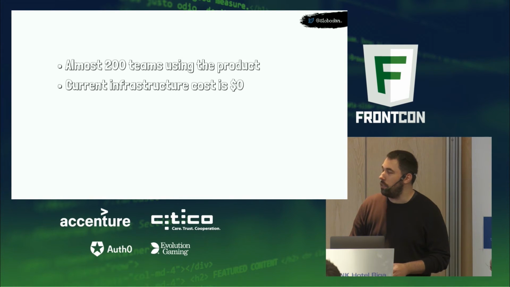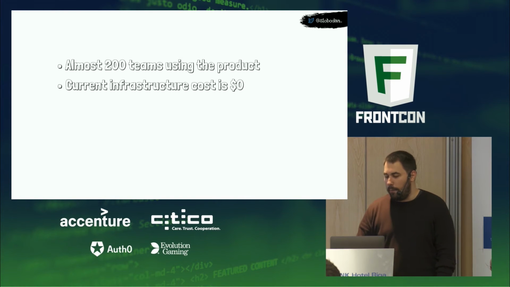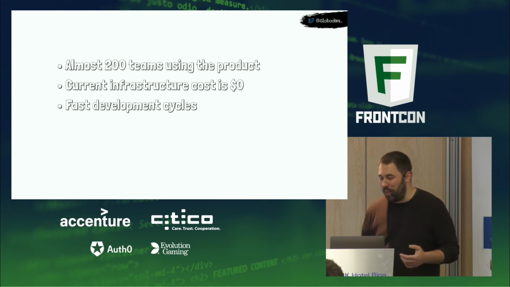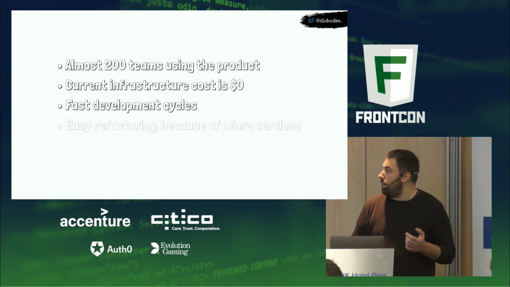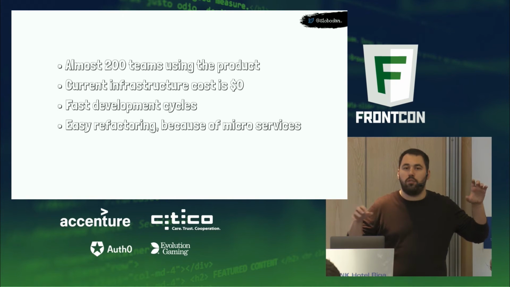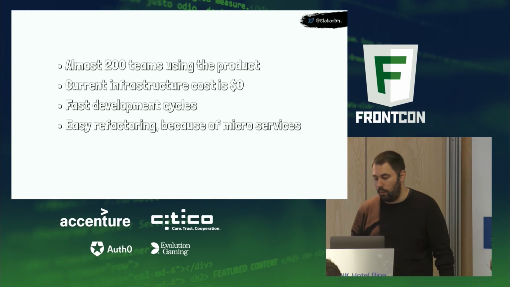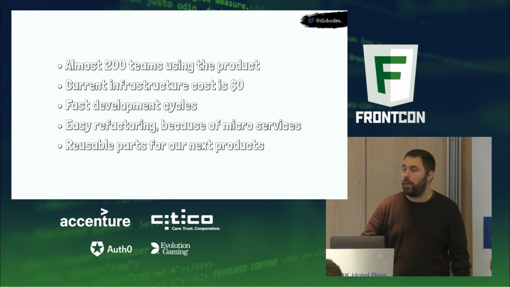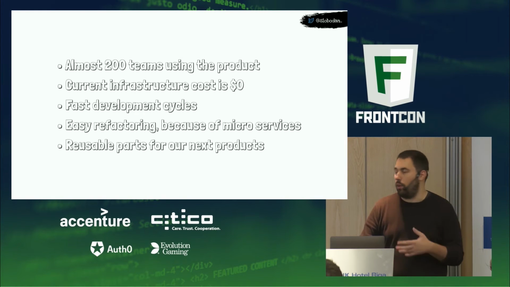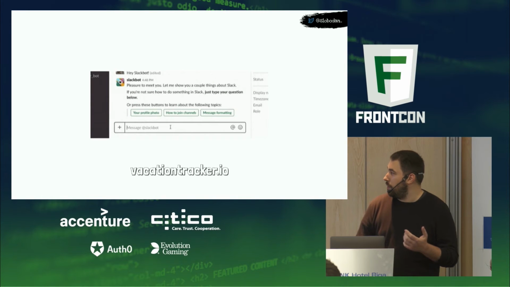It was actually 17 cents last month because we had some issue and things like that. Yeah, I'll get to that. We have really fast development cycles. It's easier for us to refactor things because, as you saw, everything is in a small function, so we can just take one function, do whatever we want with it. And we have reusable parts for our next products. For example, we have Slack part that is reusable, or subscriptions part and things like that.